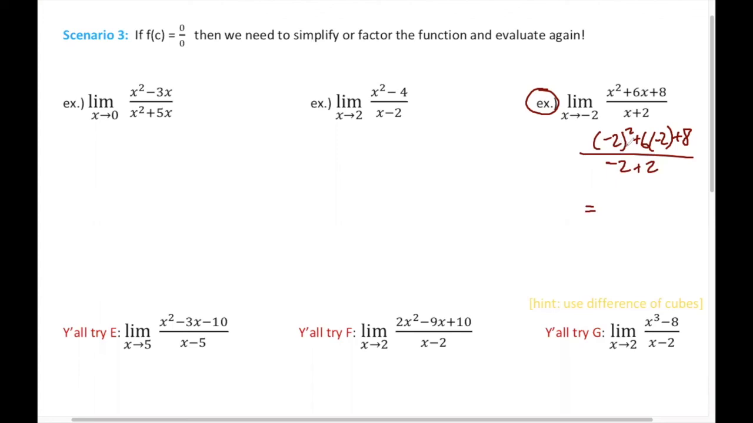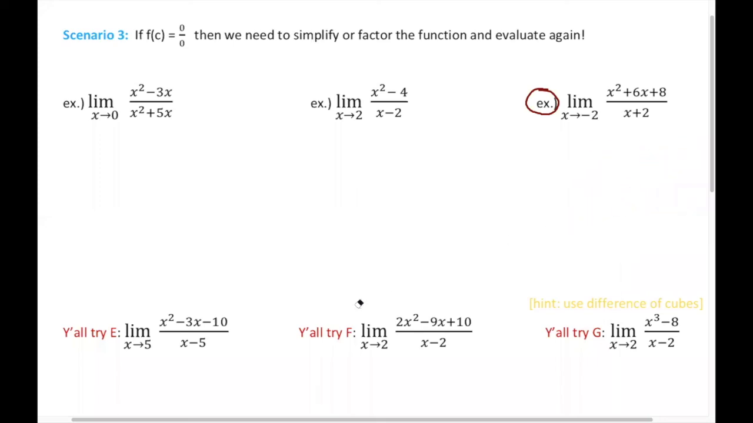-2 squared is 4. 6 times -2 is -12. 4 and -12 is -8, plus 8. There's that doggone 0. And the denominator, -2 plus 2, is also 0. So there's our 0 over 0. Well, what can we attempt to do? We can attempt to factor and see what happens.